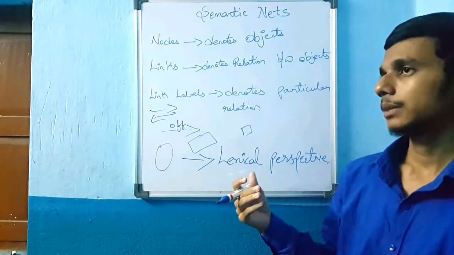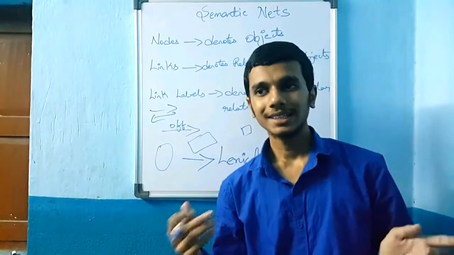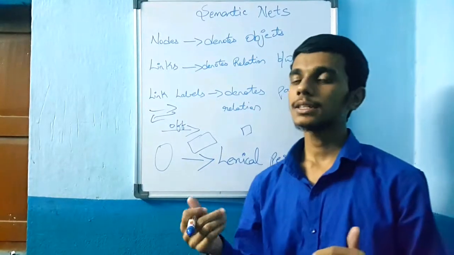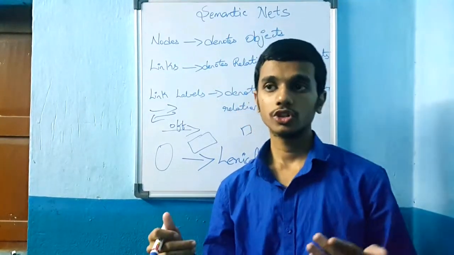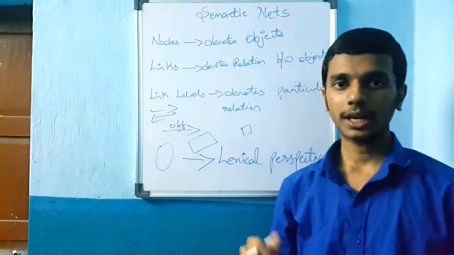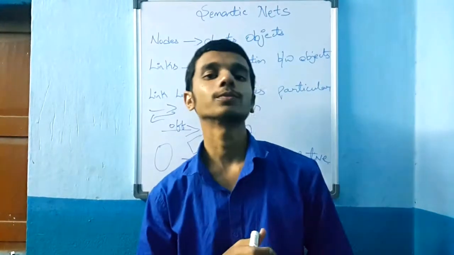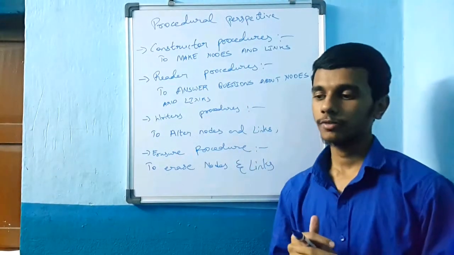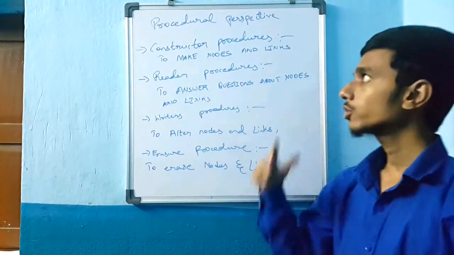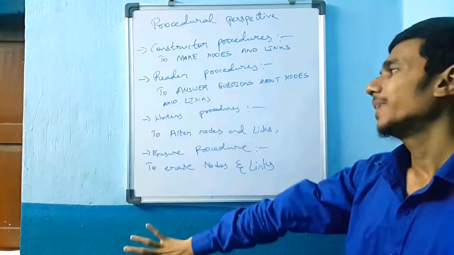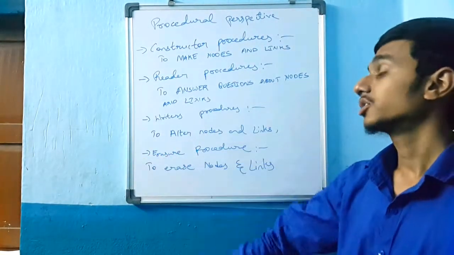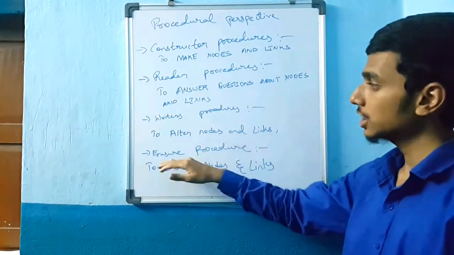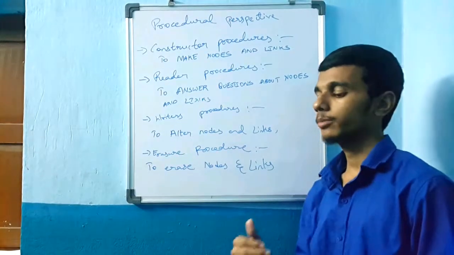This is similar to the lexical part, and after that we have the procedural part, which is like the lexical part but has some types of procedures. What are the kinds of procedural part? I'm just going to tell you now. In the procedural perspective, we have mainly 3, but I have written here an erasure procedure as well. That is: constructor procedures, reader procedures, writer procedures, and erasure procedures or delete procedures.